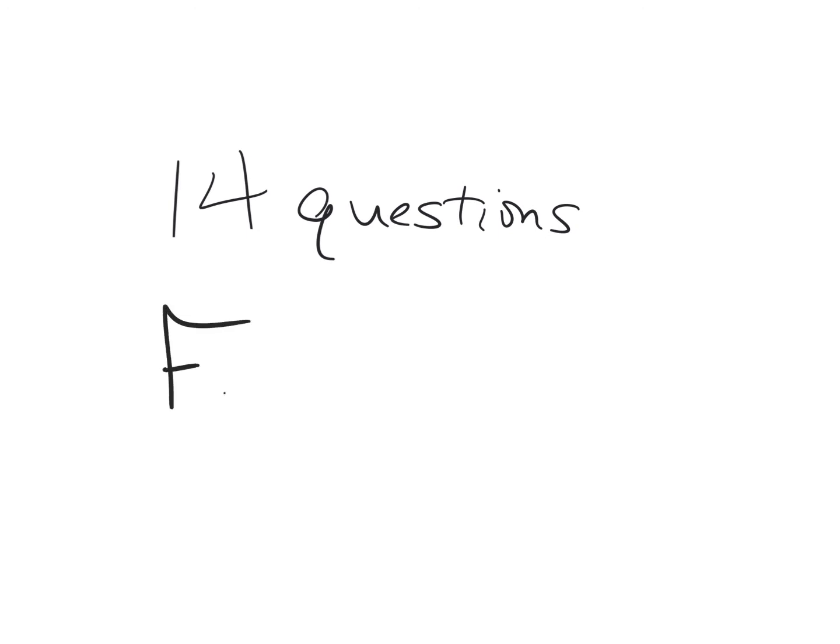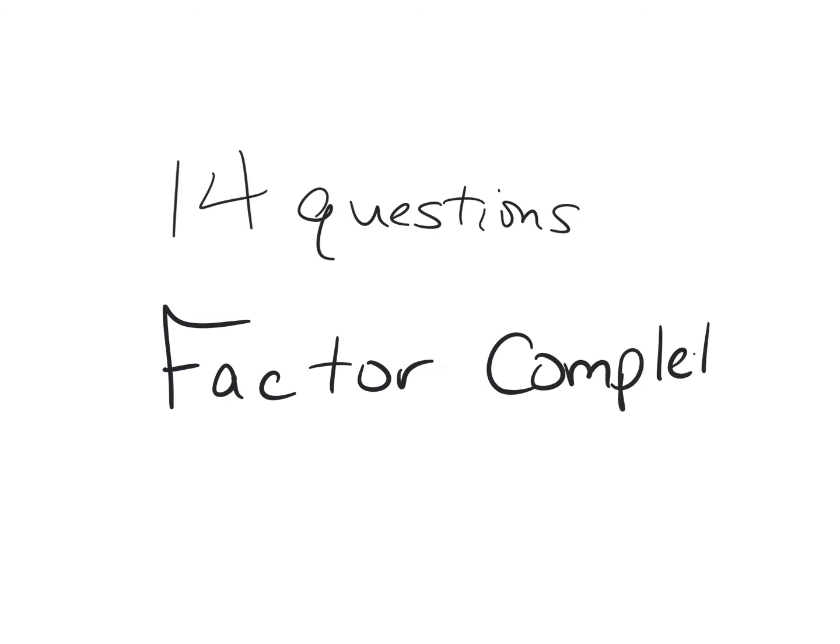Okay, so tomorrow's quiz is going to have 14 questions on it. And at the top of the page, the instructions are just going to say, factor completely. So it's not going to say, oh, this is a difference of two squares, factor it. Or this is a perfect square trinomial. The instructions at the top of the 14 questions will say factor completely.